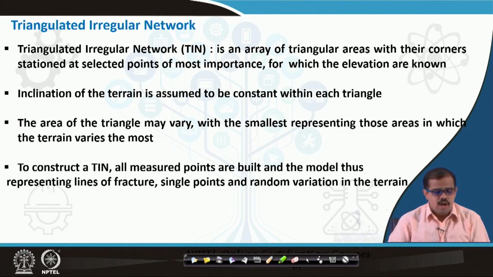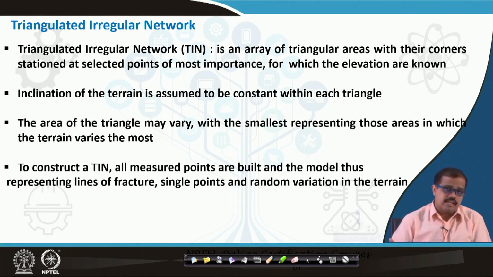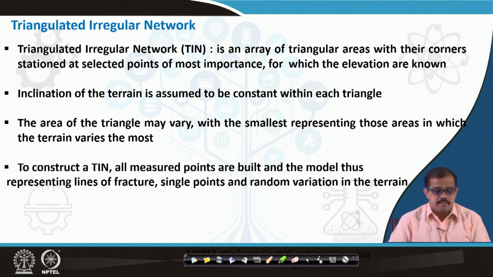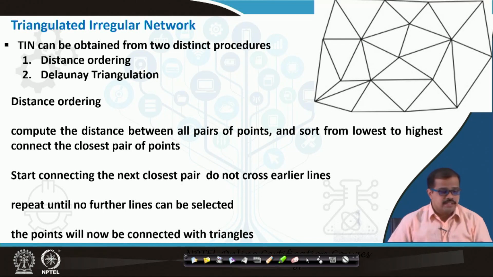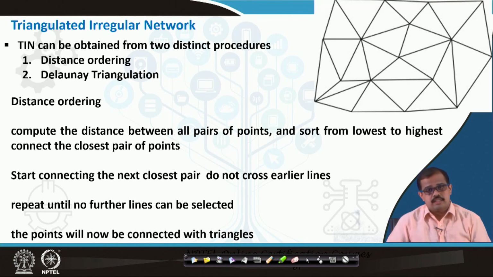To construct a TIN, it is also called a TIN model, all measured points are used, and the model thus developed represents lines of fracture, single points and random variation in the terrain. I will show you some of the methods of how the TIN model is built. The TIN model can be built using two distinct procedures: one is distance ordering and the other is Delaunay triangulation. But when we look at both of these, Delaunay triangulation is more advantageous when you are using triangular irregular networks.